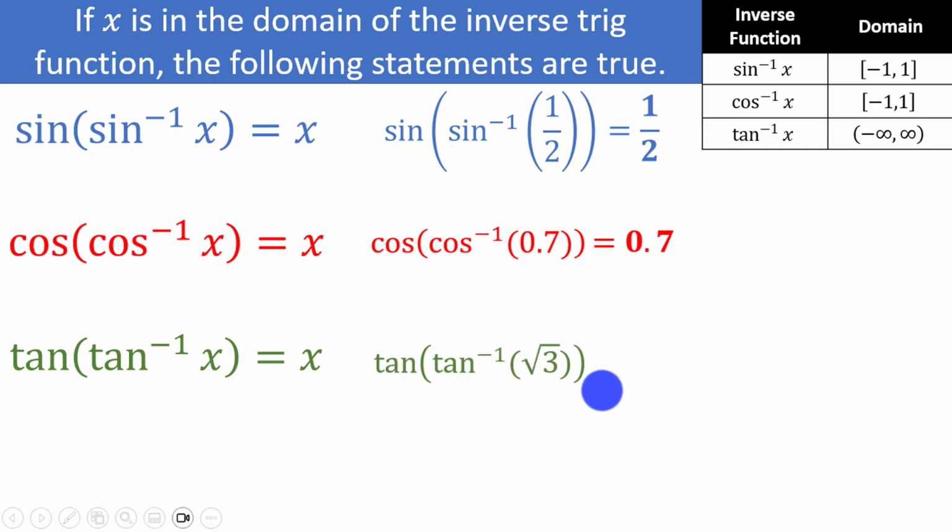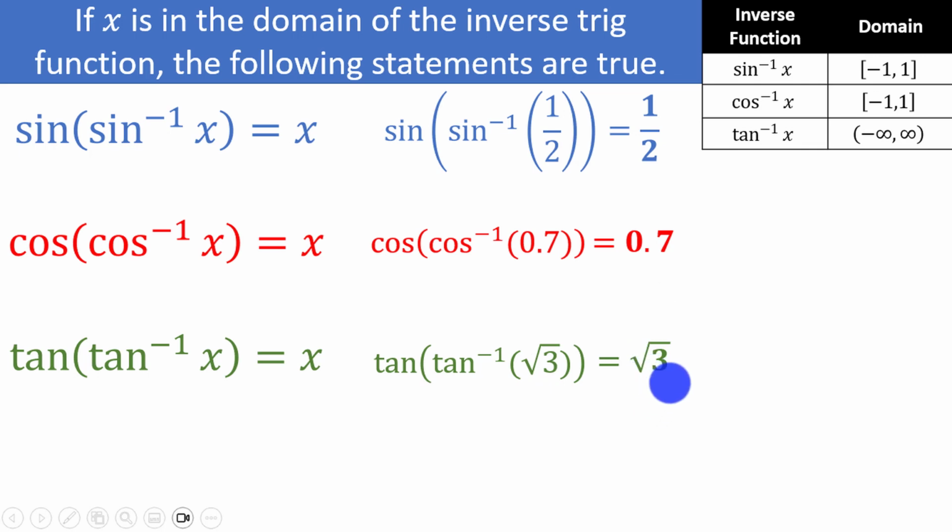Or here's one for tangent. Tangent of inverse tangent of square root 3. As long as that's in the domain of inverse tangent, which everything is, I don't even have to really think too much there, I'm just going to get square root 3 out. Or if you wanted to think a little bit deeper about exactly what's going on here, this is asking you tangent of what gives you the square root of 3. Well, that would be tangent of pi over 3. So then we would have tangent of pi over 3, which gives us square root of 3 back again.